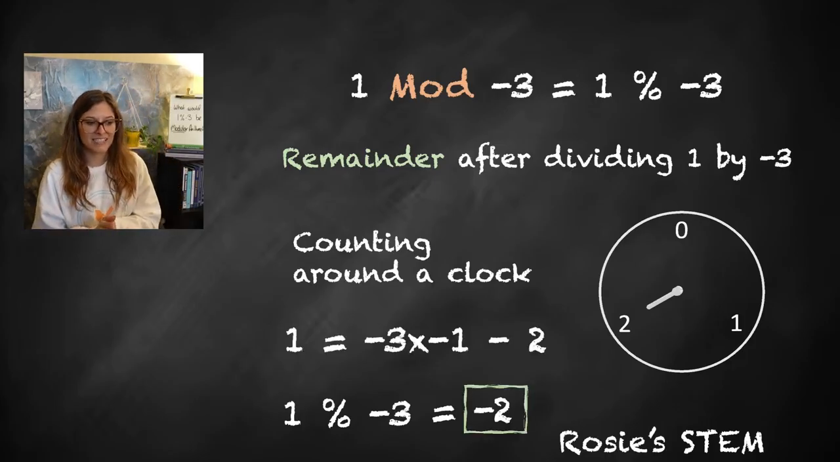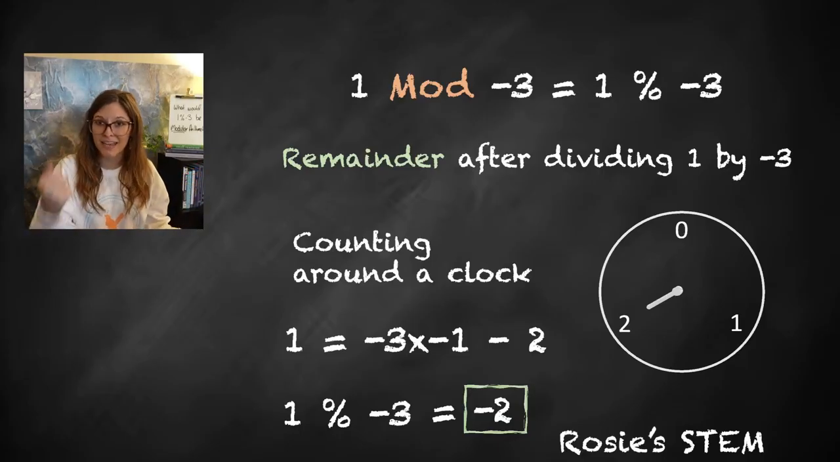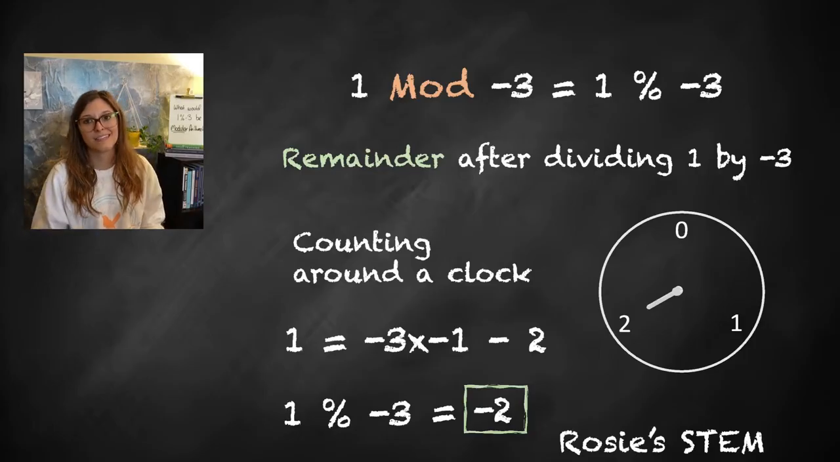So we can think of this as -3 times -1 gives us 3, -2 gives us 1, so that -2 there is a remainder. So the answer to the original question is -2 if we're talking about modular arithmetic in Python, or undefined if we're meaning this in pure math terms.